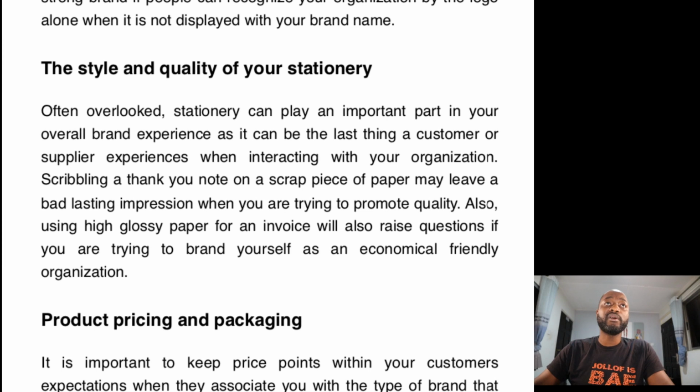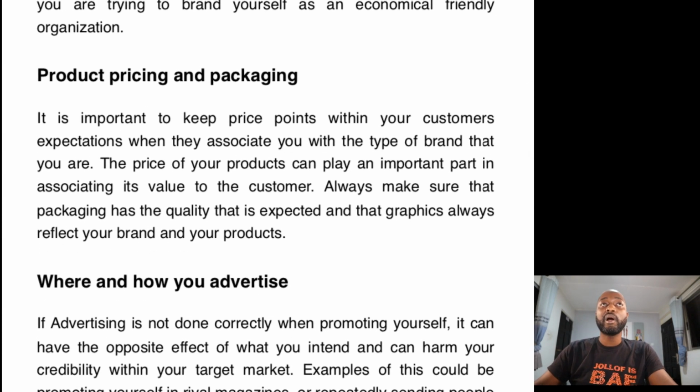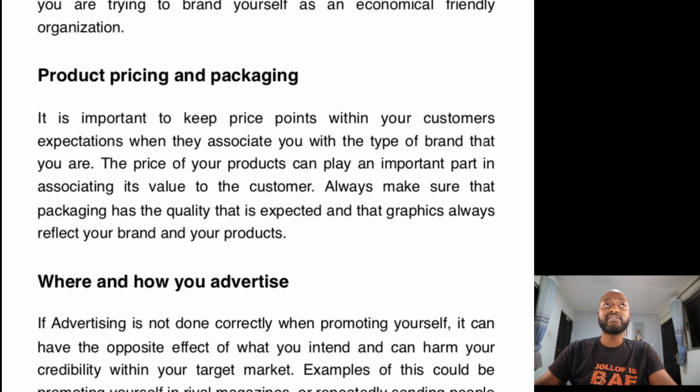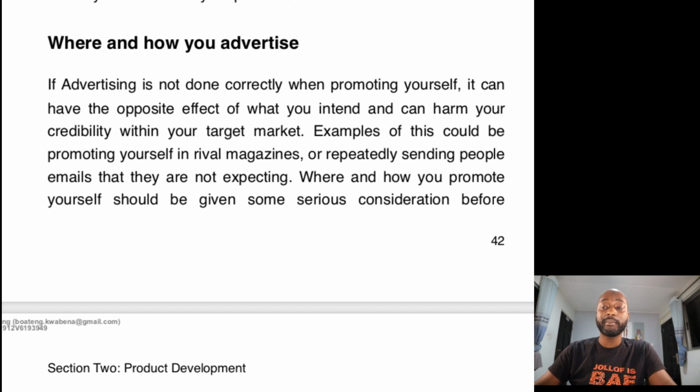Style and quality of your stationery. The stationery is like the bags that you put your stuff in, the packaging, all that stuff. You need to start thinking about it. Product pricing and packaging: you need to start thinking about how your brand is priced and packaged. Where are you going to advertise your brand? Does your brand need to be in certain areas? On certain websites? On certain social media?